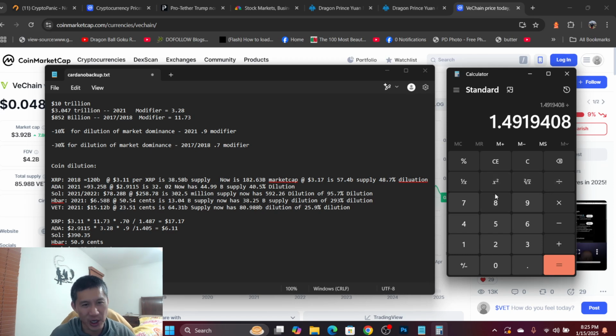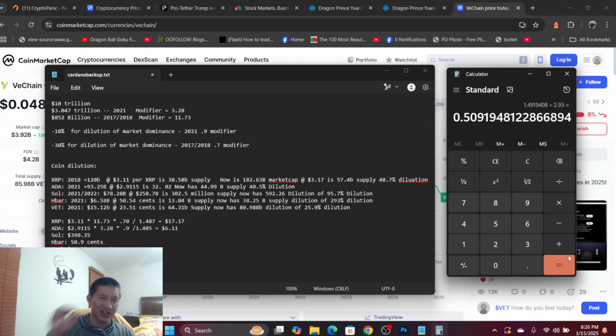So that's where HBAR gets killed on this calculation, because the supply of HBAR was only 13.04 billion back when it reached its all-time high, and now it's 38.25 billion. So we have to divide it by 2.93. And that actually gives you a value of 50.9 cents, which is still above the last all-time high, but not nearly as much as people were hoping for. I definitely think HBAR will actually surpass this. But if you're looking at dilution, HBAR has by far the worst dilution in terms of circulating supply out of all the coins.